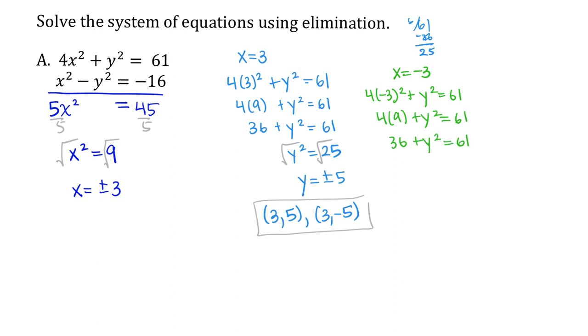Okay, I'm going to minus the 36. I know it's going to go to 25 because it looks just like the other one. Square root both sides, and I get y equals plus or minus 5 again. But this time when I plugged in x is -3, I got 5, and I also got -5. So this system actually has 4 solutions.